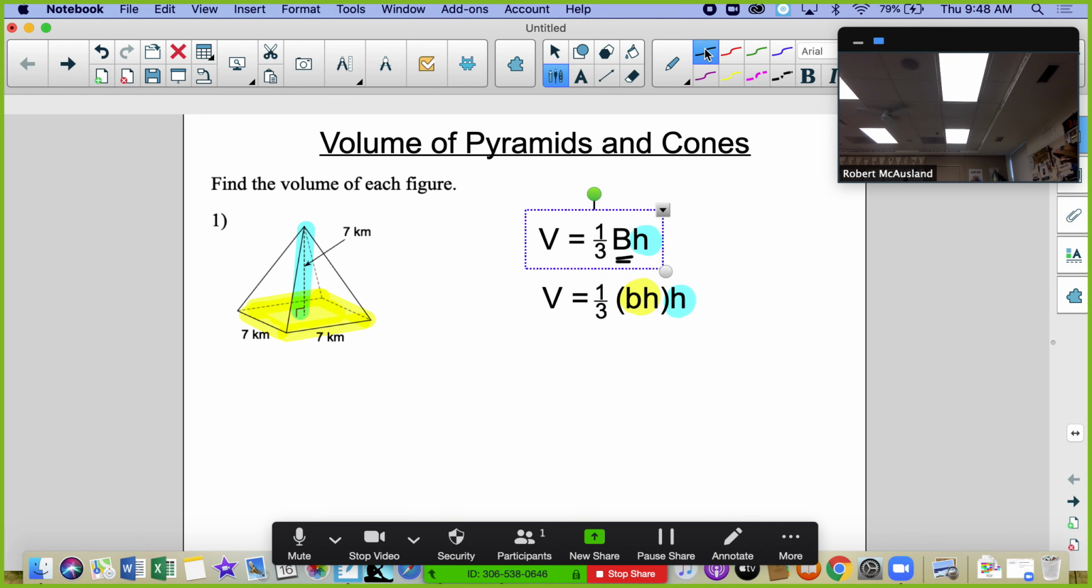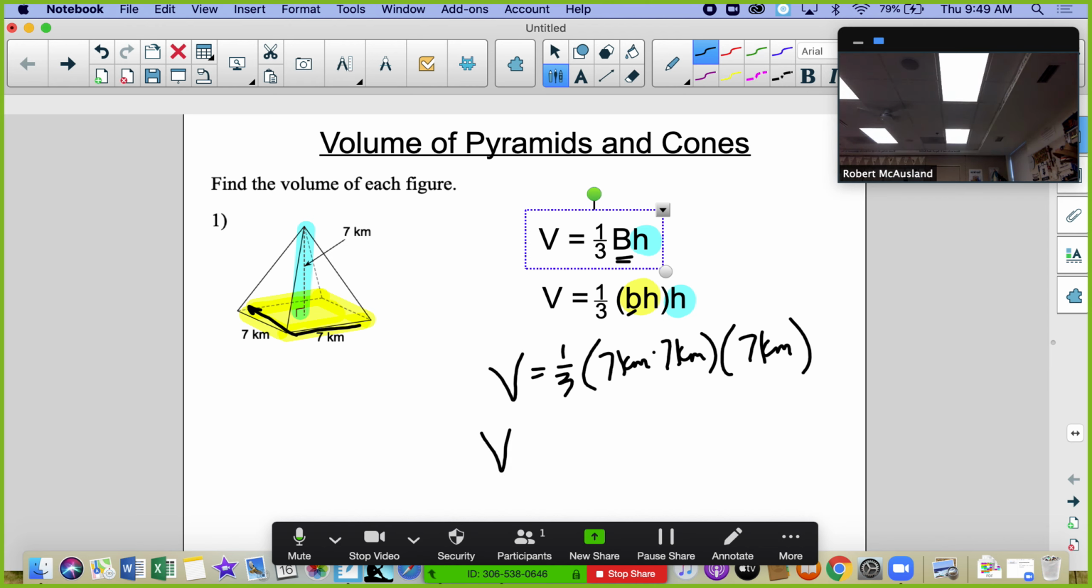So if we do this, volume equals 1/3 times the base, which is 7 kilometers, times the height of the base, which is also 7 kilometers, times the height of the object, which is also 7 kilometers. A lot of sevens in that problem. So 7 kilometers times 7 kilometers gives us 49 kilometers squared.